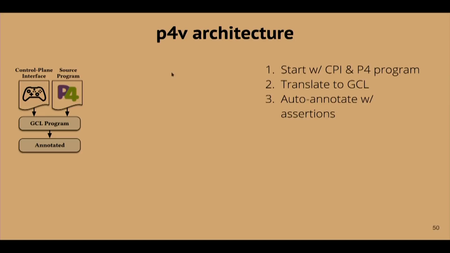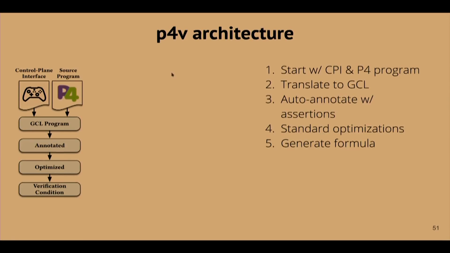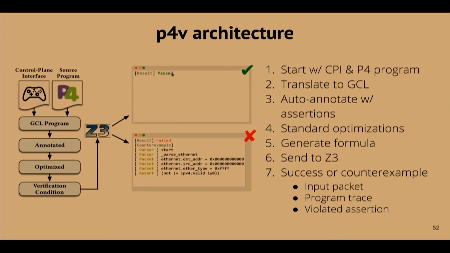So here's a quick look at the P4V architecture. First, we start with a P4 program and a control plane interface. We take these and we translate to GCL, and we auto-generate assertions. Next, we perform some standard compiler optimizations and generate a logical formula. We hand this formula to Z3 in the back end, and we either get a pass or a fail. If verification fails, we output a counterexample containing an input packet, a program trace, and the violated assertion.